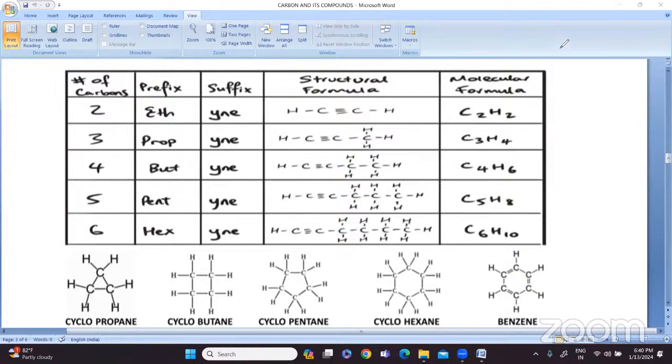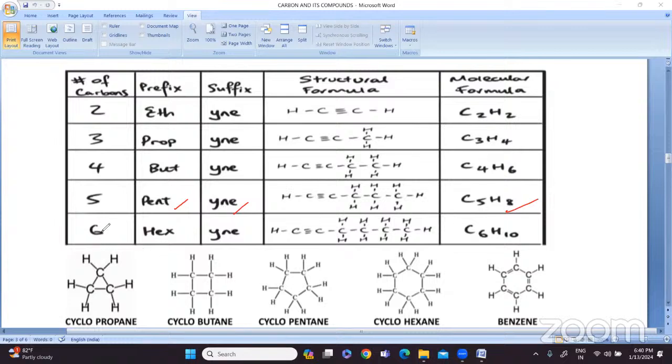Then pentyne, when carbon is equal to 5. 1, 2, 3, 4, and 5. So when you have the number of carbon atoms as 5, the prefix is pent, the suffix is YNE, and this is the molecular formula.